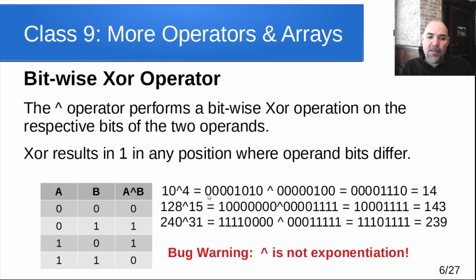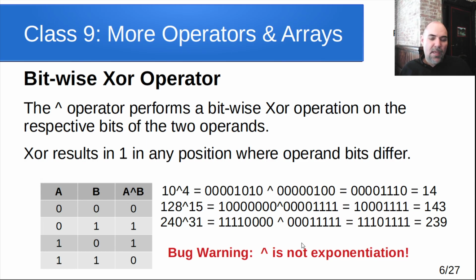So they're the same there, we get a 0. Same here, get a 0. Same there, get a 0. Same there, get a 0. Different, get a 1. Different, get a 1. Different, get a 1. Same, get a 0. And we end up with this 14 as the output. And here are some other examples for you to look at as well.